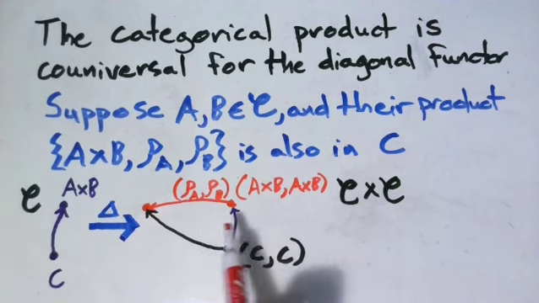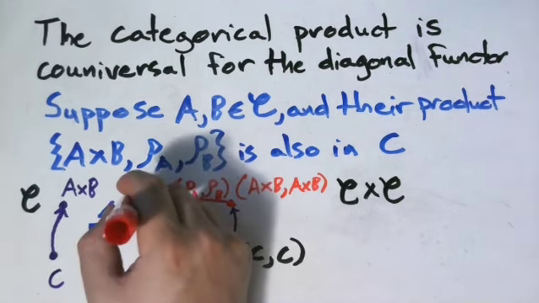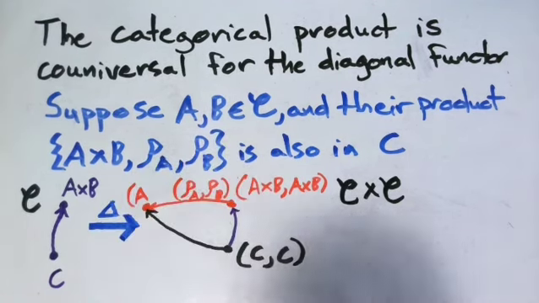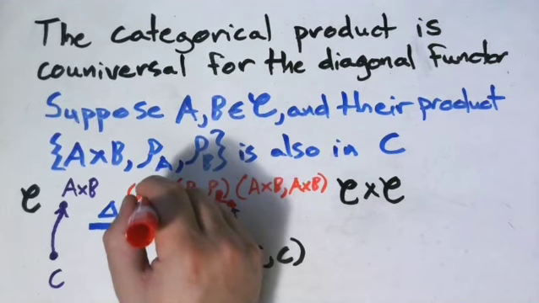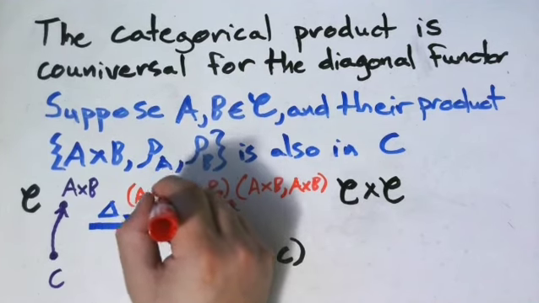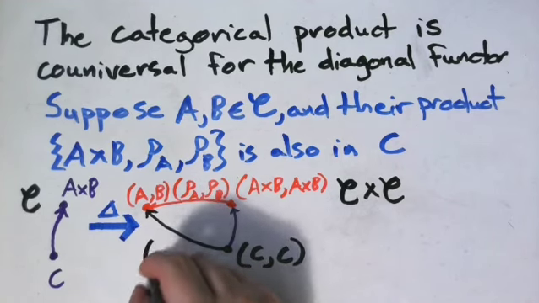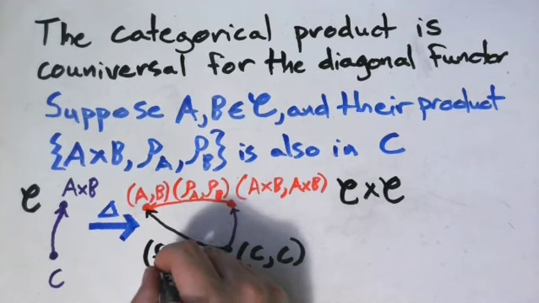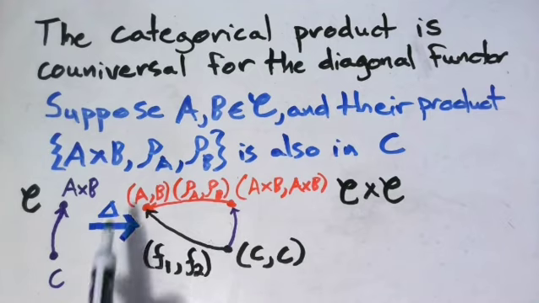Well, we know that rho A has to go from A cross B into A. It's the projection into A, so obviously it goes into A. And same for B. We know that rho B has to go from A cross B into B. So this has to be the ordered pair A, B in C cross C. Finally, in the generalized diagram, this morphism was just an arbitrary morphism F, which in this case will be a pair of morphisms in C, which we might call F1 and F2, going from C, C to A, B.